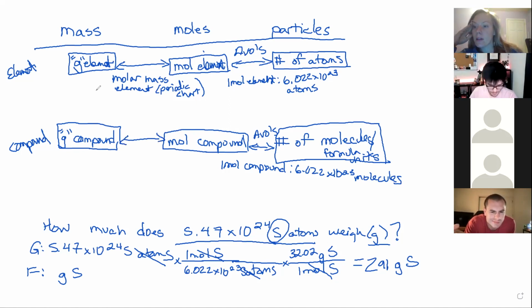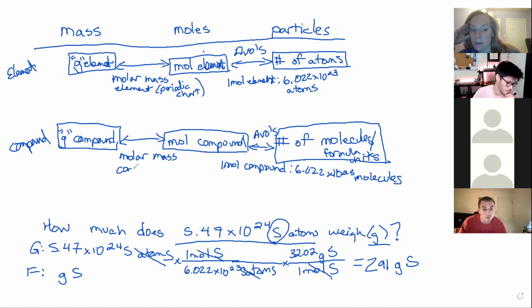So it follows a similar trajectory in that, if we want to go from moles of a compound into grams of a compound, we need the molar mass. But instead of molar mass of element, we need molar mass of the compound. Well, how do you calculate the molar mass of a compound? You add all the individual elements up. Okay, so add individual masses up.